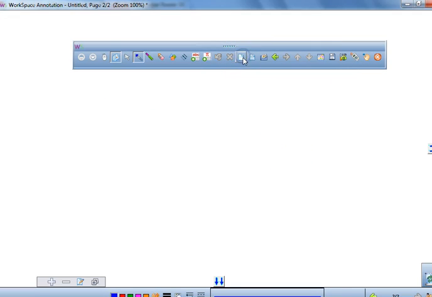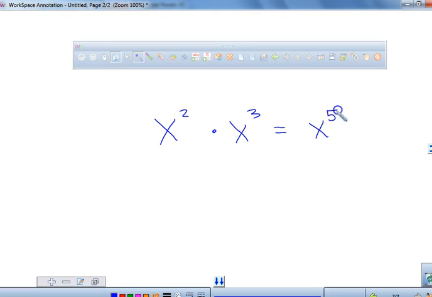Here is the most commonly confused. I'm going to go x squared times x cubed, which is x to the power of 5. This is not the power property. This is called the product property. But if I take x squared and I raise it to the power of 3.